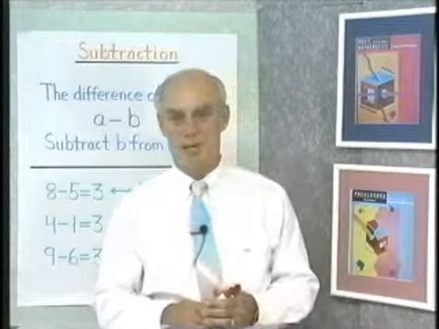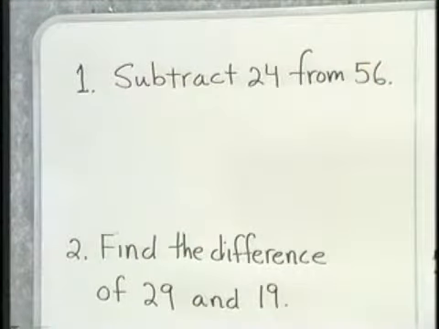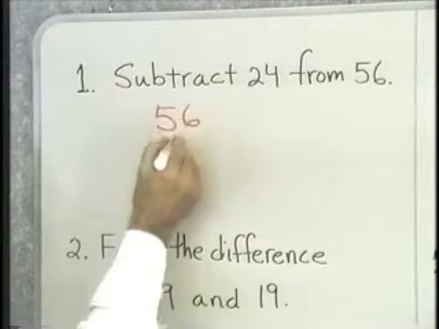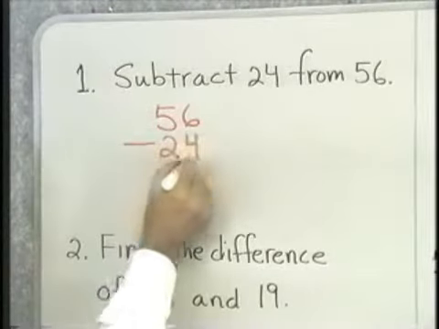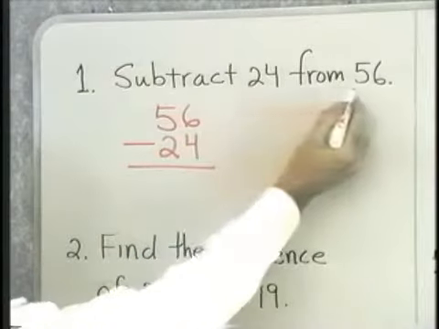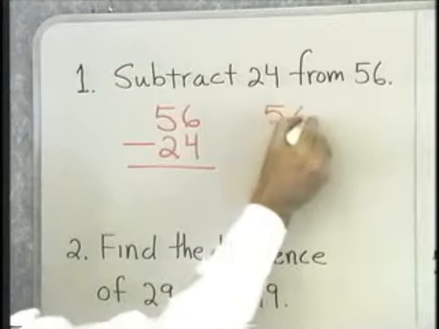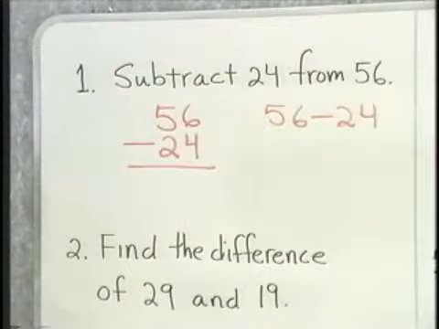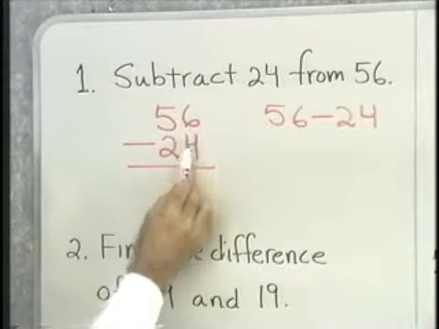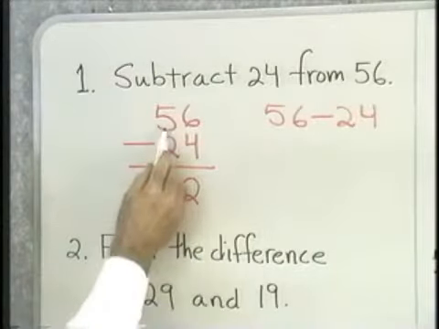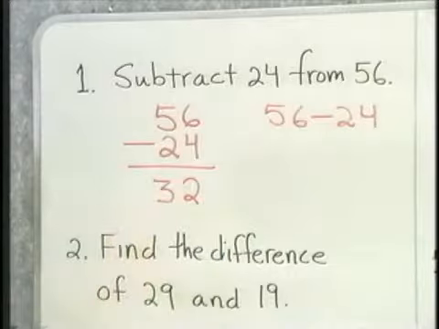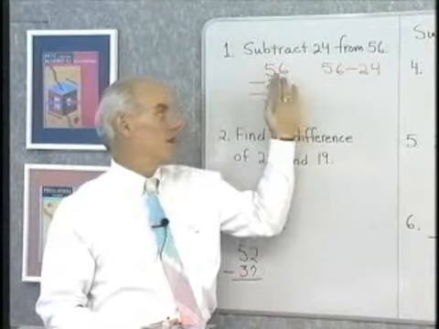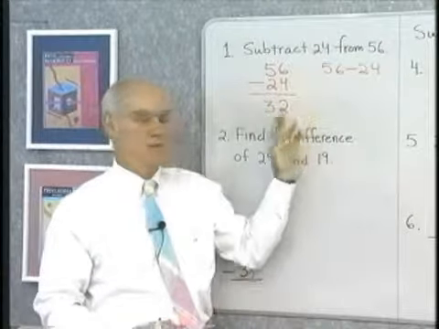Let's go to the board now and work a couple of problems. First, I want to subtract 24 from 56. So what I'm going to do is take my 56 and from it subtract 24. So subtract 24 from 56 means 56 minus 24 horizontally, or vertically it would look like this. Now I subtract in columns. 6 subtract 4 is 2, and then 5 subtract 2 is 3. So 32 is the answer to 56 subtract 24. So if I say subtract 24 from 56, the answer is going to be 32.